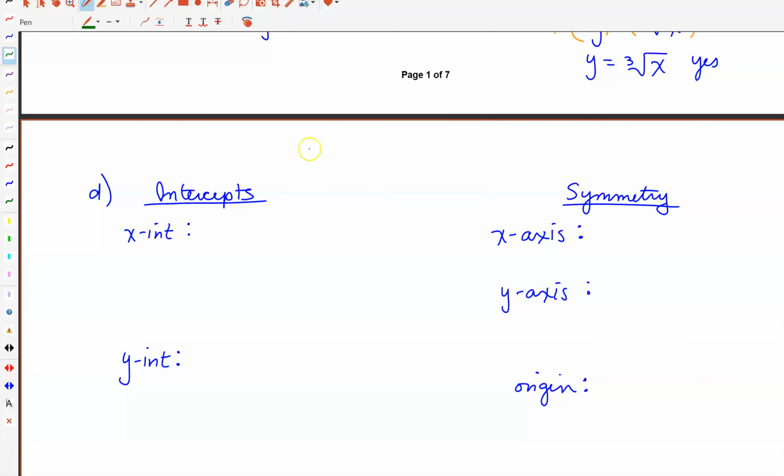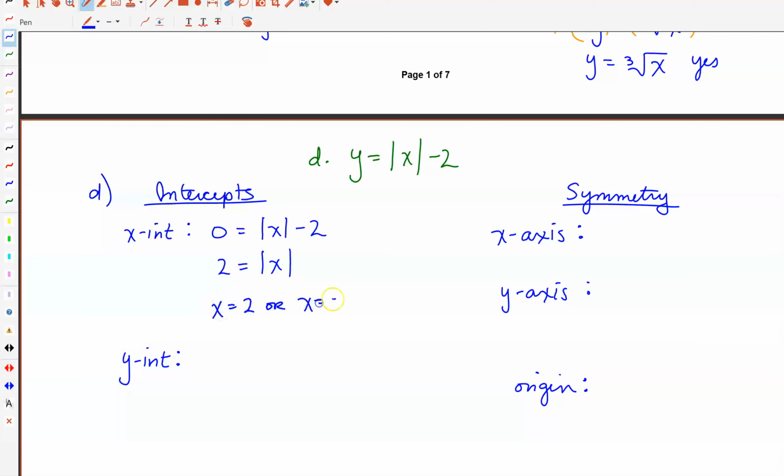So for part D, the equation was y is equal to the absolute value of x minus 2. Alright, so let's first look at our intercepts. For the x-intercept, we're going to let y be 0 and solve this for x. So I'm going to get 2 is equal to the absolute value of x. Now to solve this absolute value, we're going to break into two cases. Either x is equal to 2 or x is equal to -2. So that's going to generate for me the ordered pairs (2, 0) and (-2, 0). Remember to write your intercepts as ordered pairs.